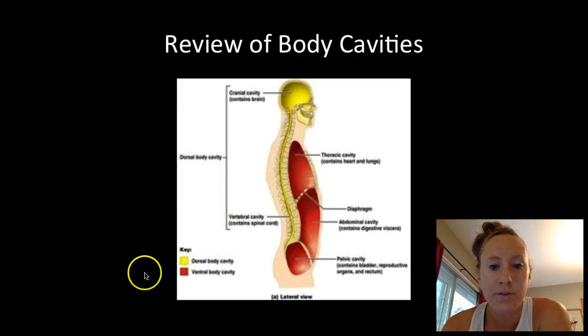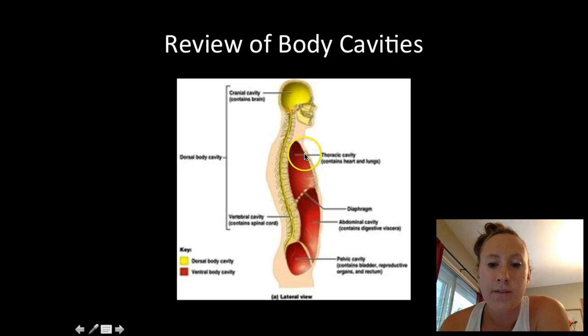Okay, so review of the body cavities. We've got dorsal, the yellow, and we've got ventral, the red. Dorsal's on the back, ventral's on the front. Dorsal, we have the cranial cavity and the vertebral column or cavity, or the spinal cavity.